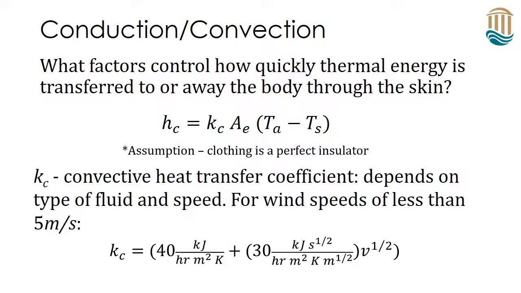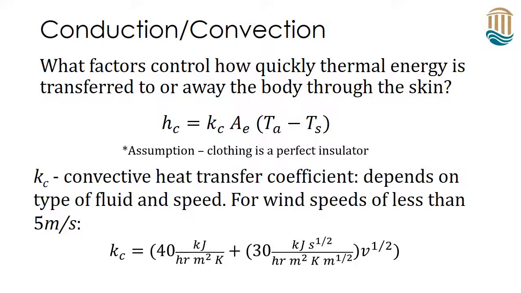The variable K sub C is what we call the convective heat transfer coefficient, and is a measure of how efficient whatever fluid surrounds you is at removing heat. That's going to depend on what type of fluid it is and how fast it's moving. Water will conduct heat away faster than air. You'll also lose heat faster on a windy day than on a calm day.